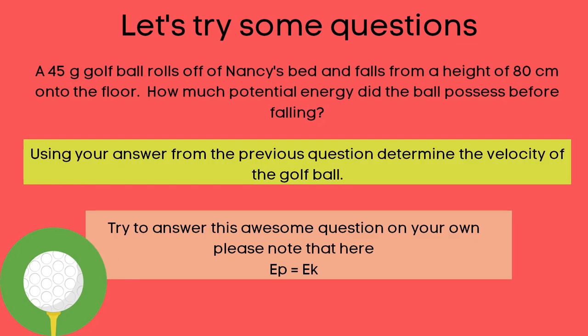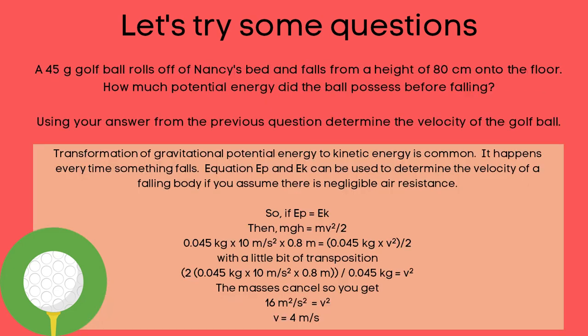Using your answer from the previous question, determine the velocity of the golf ball. Try to answer this awesome question on your own. Please note that here, EP is equal to EK, as in potential energy would be equal to the kinetic energy. Transformation of gravitational potential energy to kinetic energy is common. It happens every time something falls.